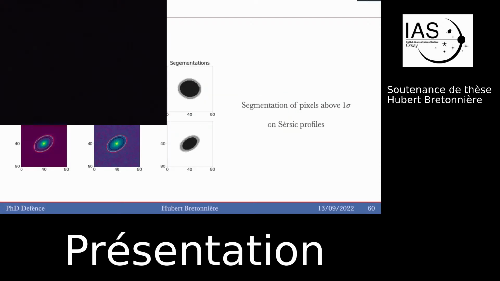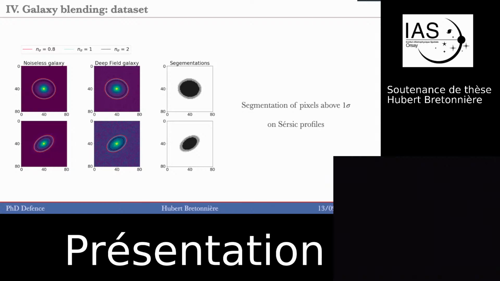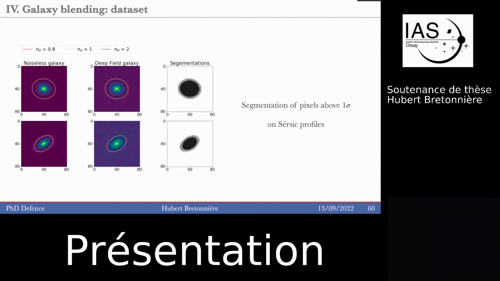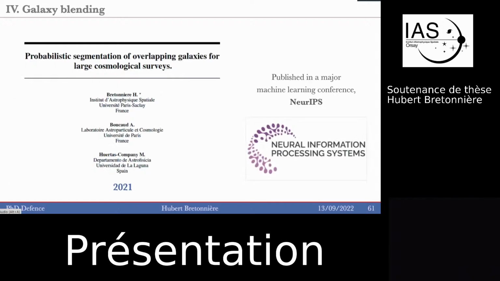So we've tested this model again with simulations, so static profiles that you now know very well. And we've produced the true masks, the segmentation maps, by taking all the pixels that are above the Euclid noise limit, meaning that the galaxy is all the pixels above the noise. And so we've trained our algorithm, and the results I will show now were published in a machine learning conference, which we call NeurIPS, in 2021.